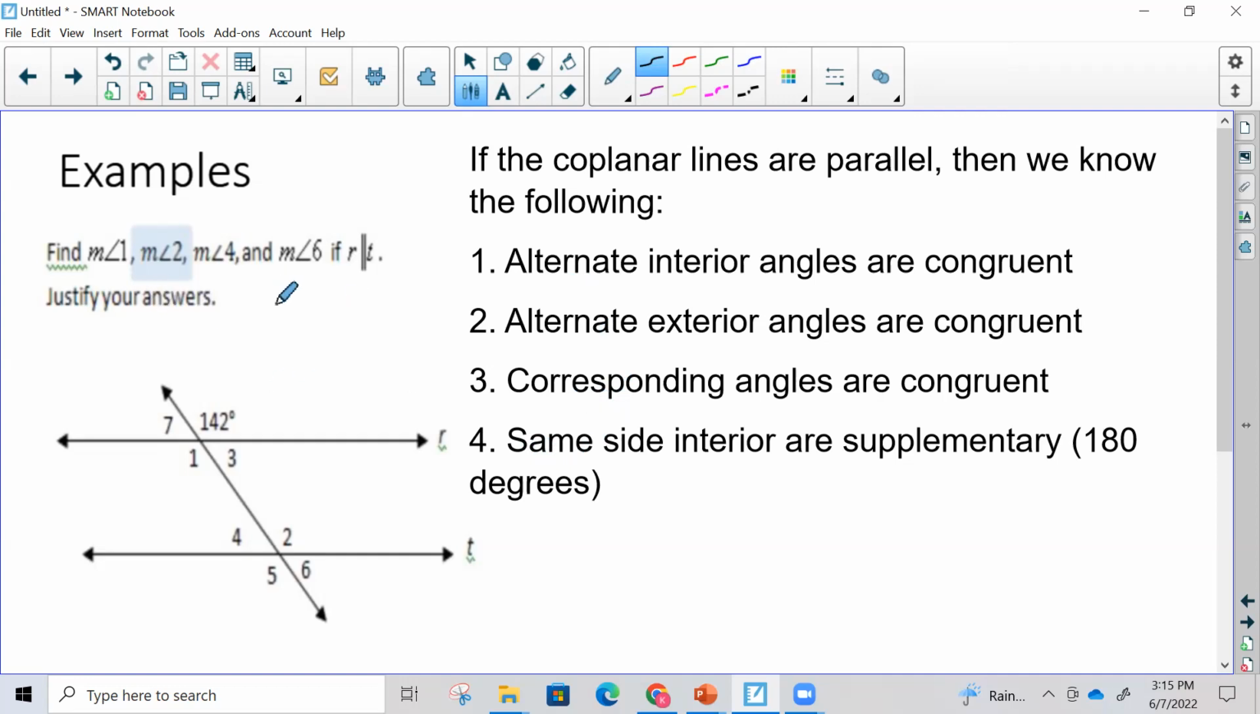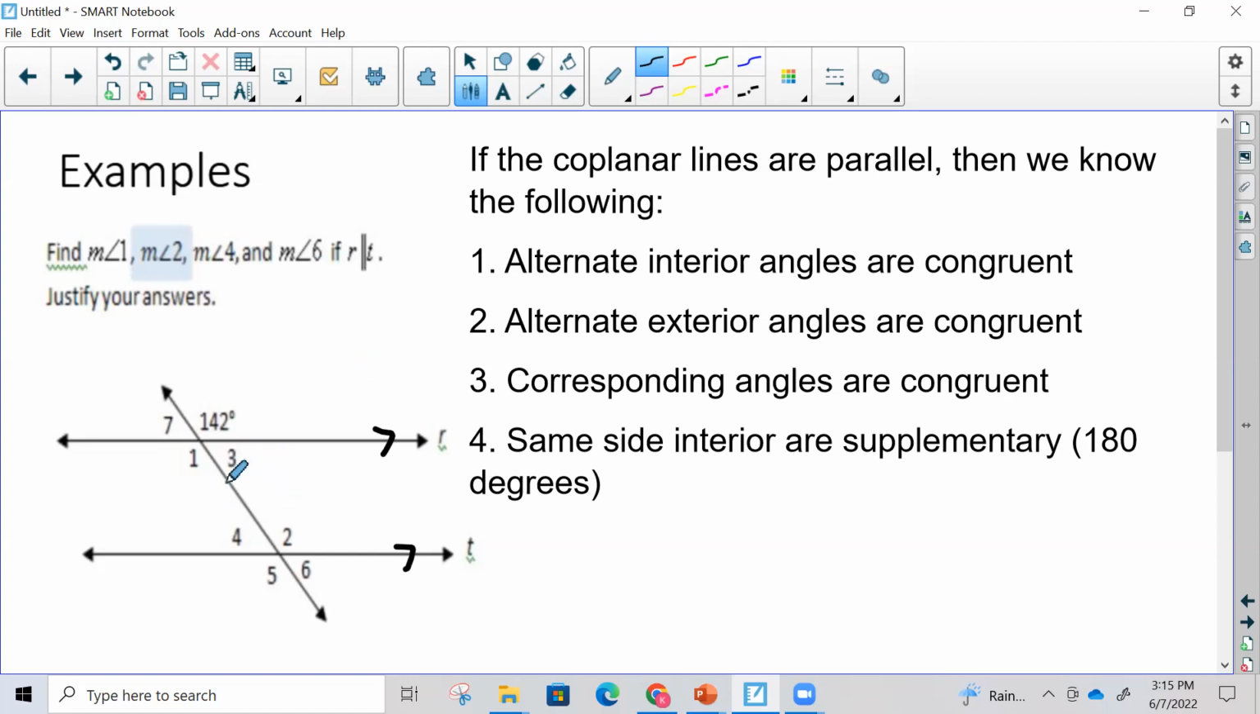So when we find our angles, we know that in this diagram, R is parallel to T. That has to be true in order to find the angle measures on T if they don't give me one of the measures. And we know that this angle here is 142. So we want to find the measure of angle 1, angle 2, 4, and 6. I'm actually going to find all of them.